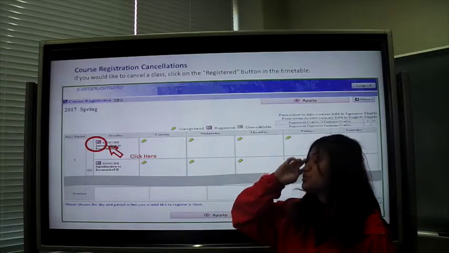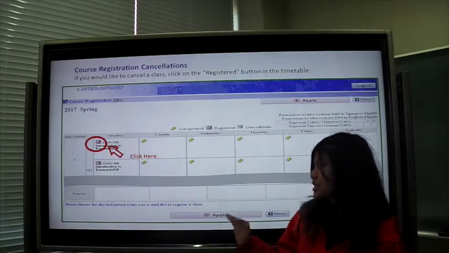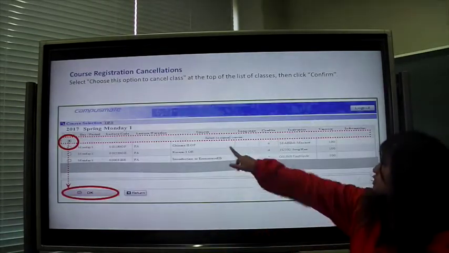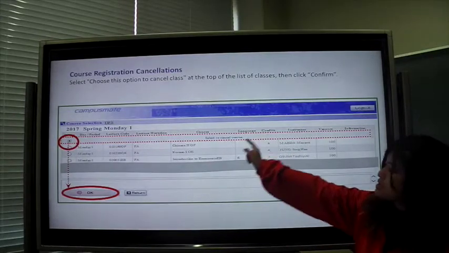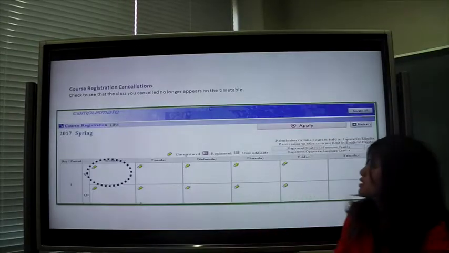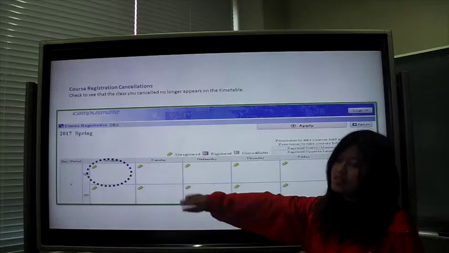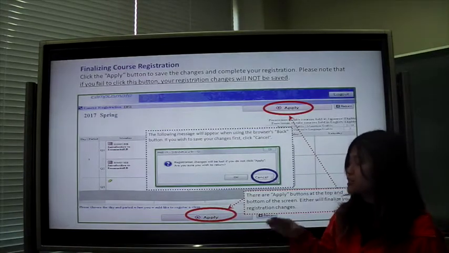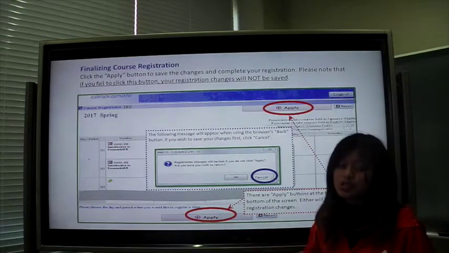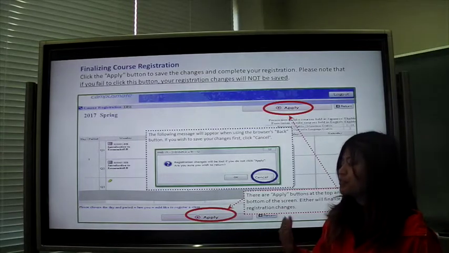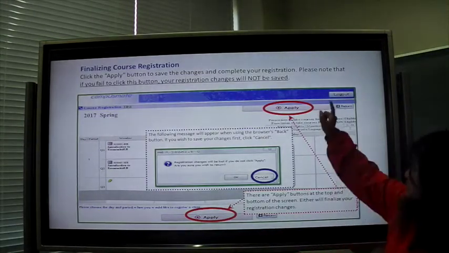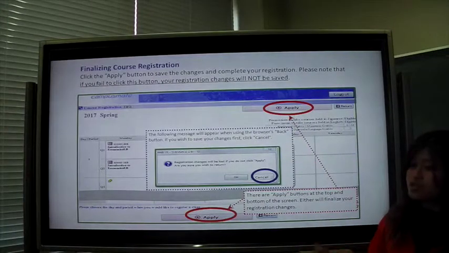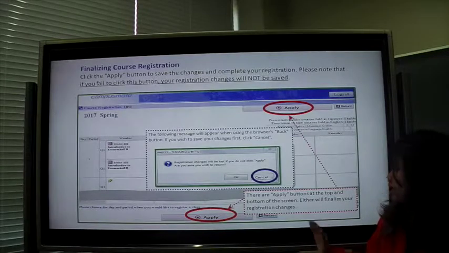In the case that you want to cancel a class that you have already registered, just choose the purple symbol, click it, and then click to cancel the course and press OK. And you can see it has disappeared, it's already cancelled. Moving on, you have to remember at all times, when you cancel, when you register, when you have made any changes, please click apply, because if you do not click apply, you will lose your subject and the changes that you have made.